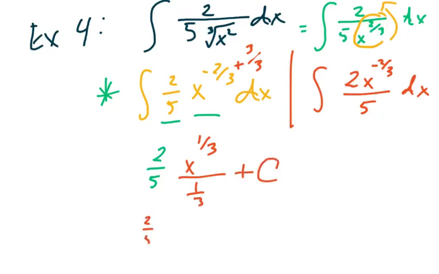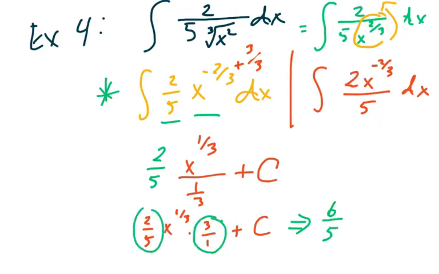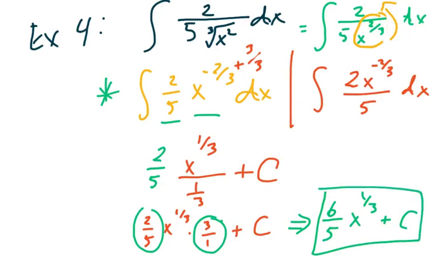So just cleaning this up a little bit, x to the 1/3, do our keep change flip, so we're multiplying by 3/1. And finally, one last step here, 3 times 2/5 is going to be 6/5, x to the 1/3 power plus c. And that is what I'm going to have as my final answer. And that's pretty much it. Hopefully you guys are okay with what just went on there.